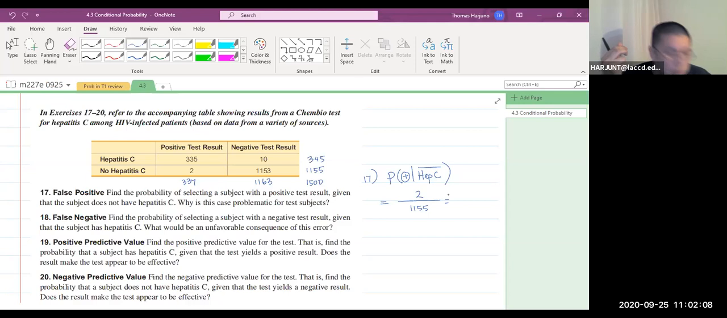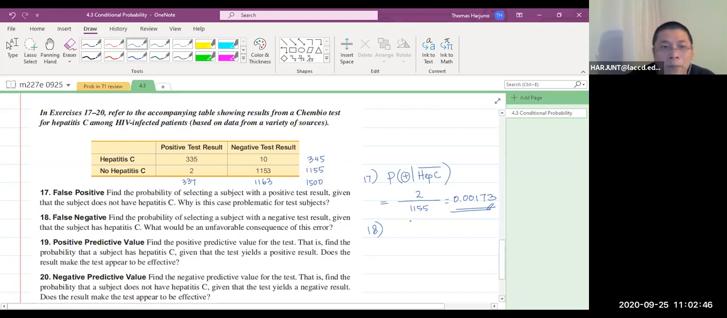Okay. Then in decimal, this will be 0.00173, and this is considered very rare. Why is this case problematic for test subjects? Then that person may be unnecessarily quarantined. The worst part is that person may get unnecessary, harmful treatment that he or she is not supposed to get.